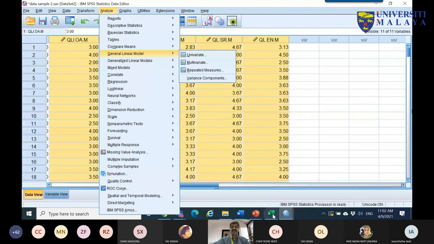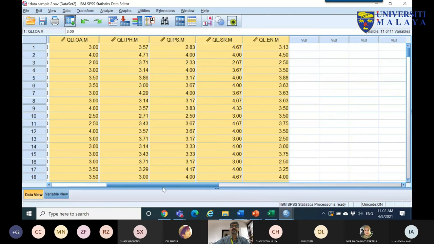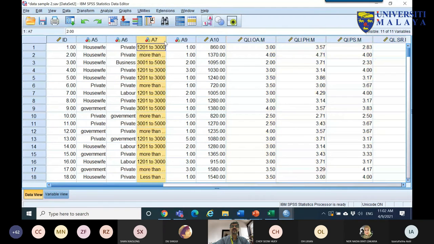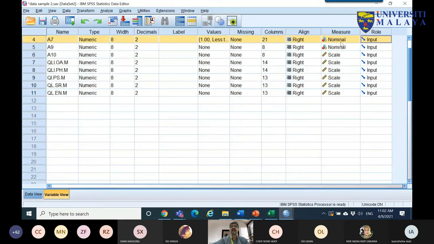Okay. So now, back to this slide. Now we want to try a Spearman correlation. If data are not normally distributed, and one of them is ordinal, then you can use a Spearman. Okay, in my data, I have the income. This is income. Income is categorical data and ordinal data, right?